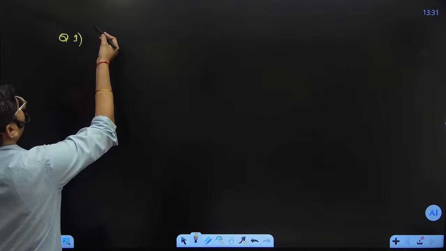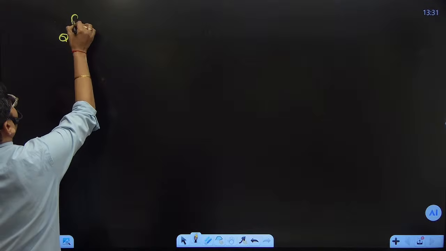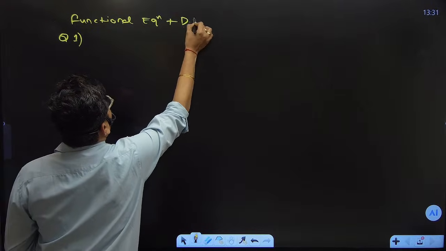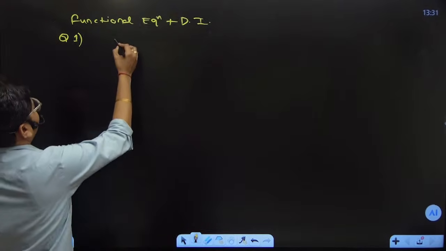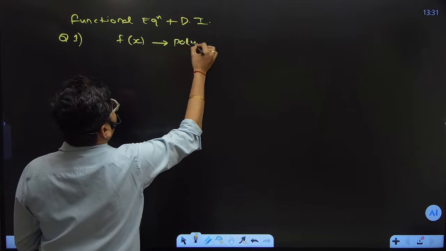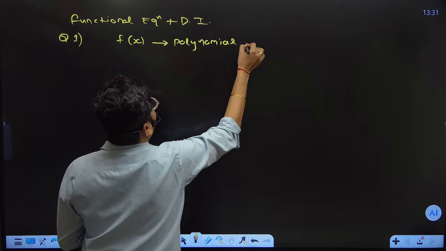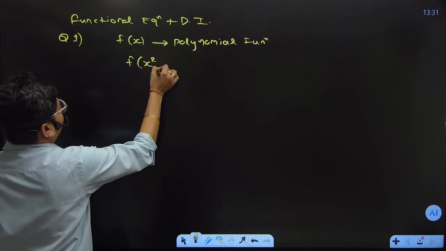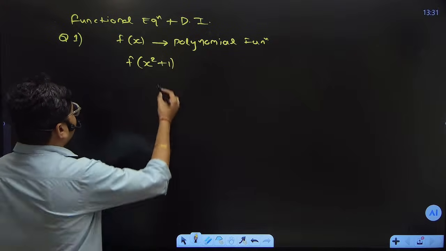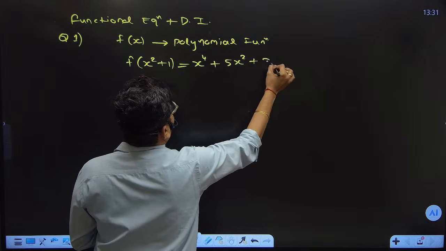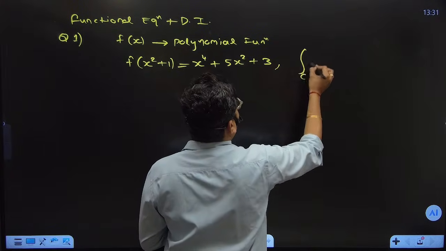So the first question here is a functional equation plus definite integration question. The question says that f of x is a polynomial function such that f of x square plus 1 is given as x to the power 4 plus 5x square plus 3, and they are asking you to calculate the value of the integration of 0 to 3 f of x dx.